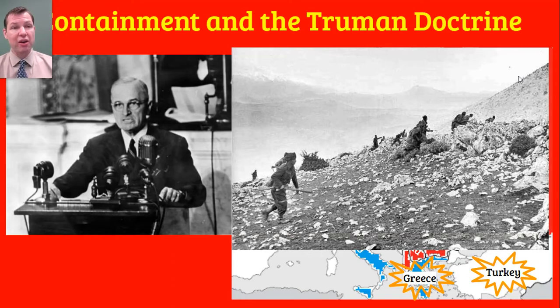Okay, so then you say, well, how are you going to do that? Well, the Truman Doctrine answered that question by saying, we will provide the resources of the United States to assist these governments that are in danger of being overthrown by communism. And in Greece, and seemingly in Turkey, it had worked.